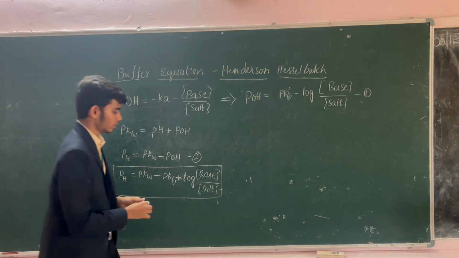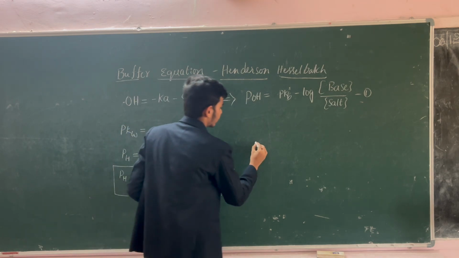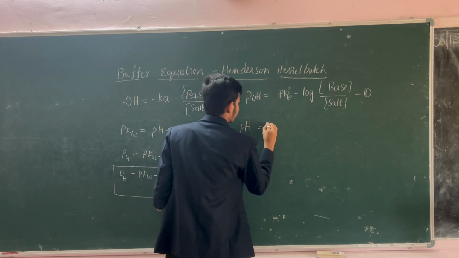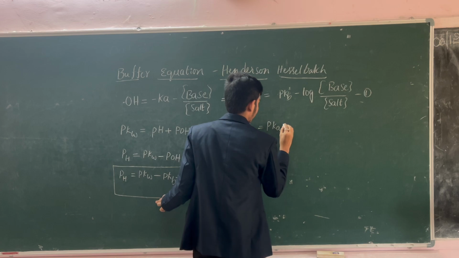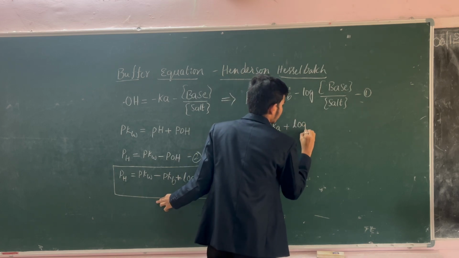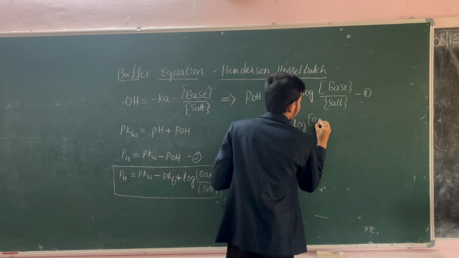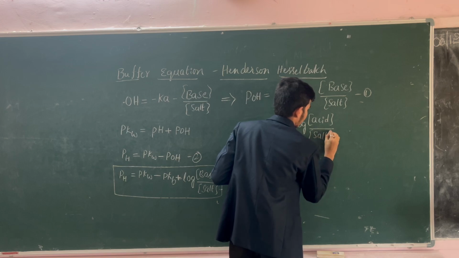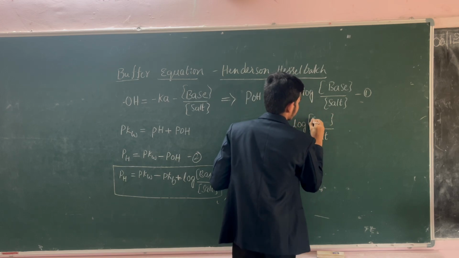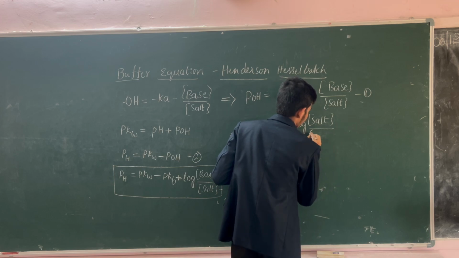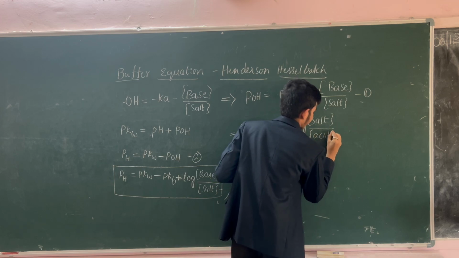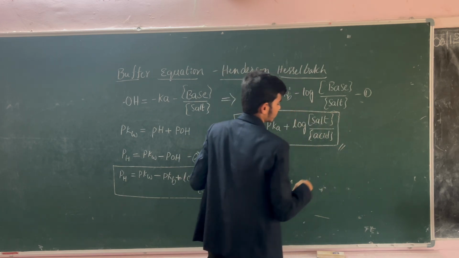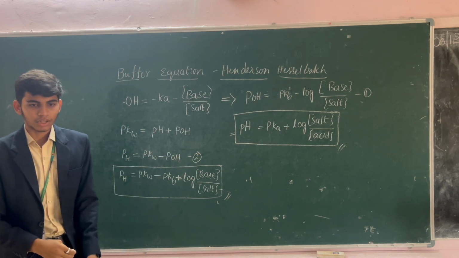This is the final equation, but the main Henderson-Hasselbalch equation is pH is equal to pKa plus log salt by acid, that is, ionized salt by unionized acid. This is the final equation. I hope you all understood. Thank you.